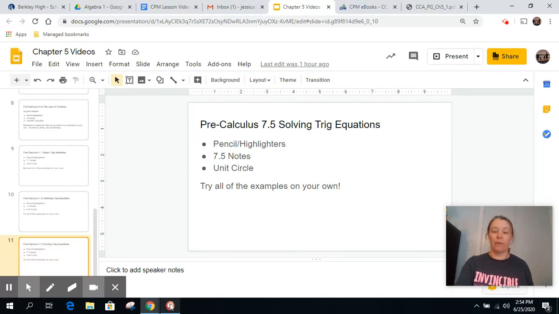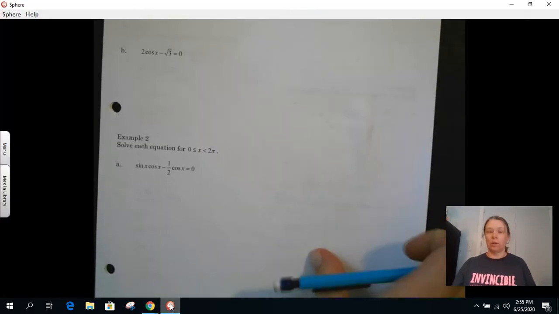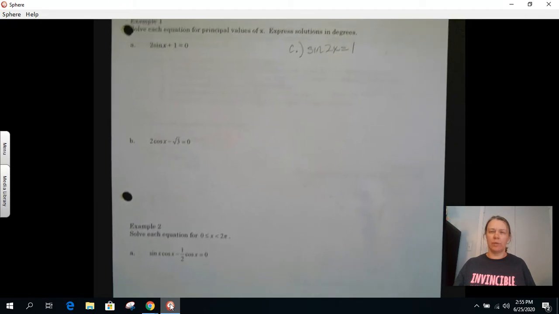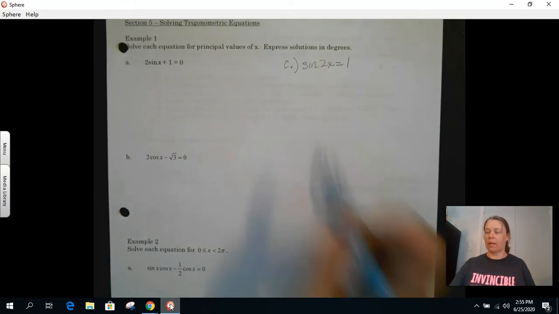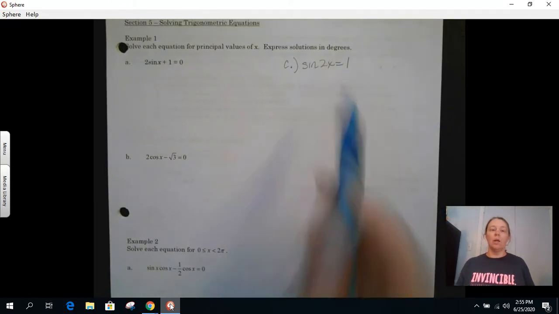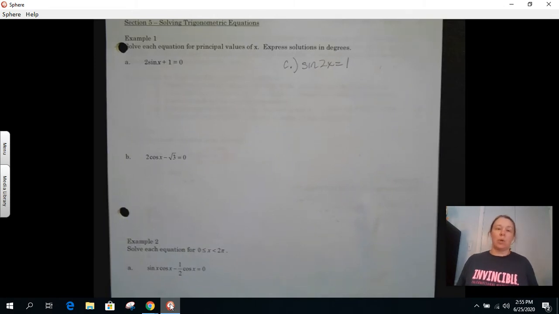Okay, so solving equations. Let's take a look at our examples here. Notice in this first example, I did add an additional part C. So there are 3 examples. Each one has a couple of parts. And first, I want you to take a minute and just look through the directions and see what you notice about the differences in the directions.